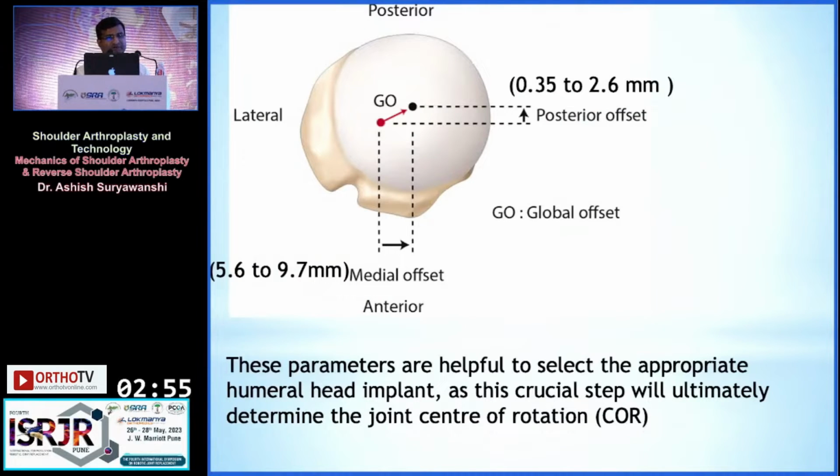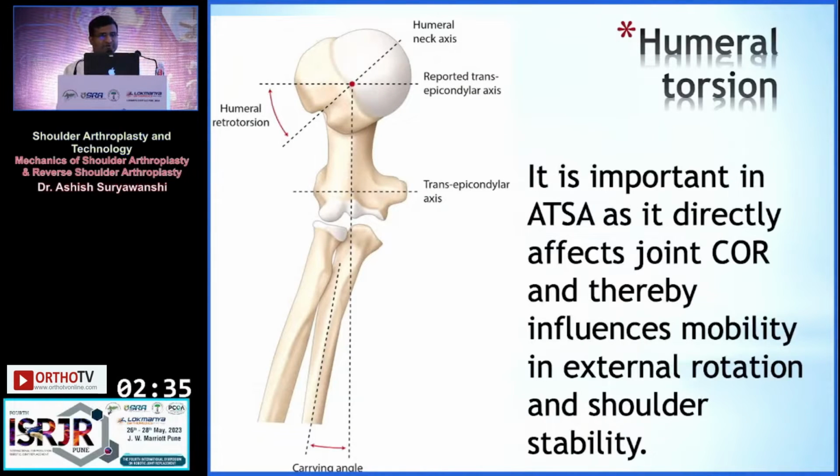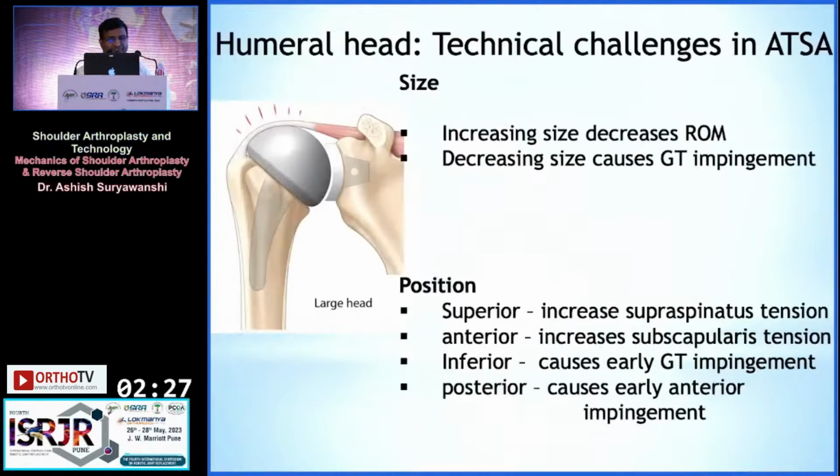So there are two offsets we deal with in the anatomical shoulder: the posterior offset and the medial offset. These parameters are helpful to select the appropriate humeral head implant, as this crucial step will ultimately determine the joint center of rotation. So everything revolves around the center of rotation, and we know humeral torsion is the most important thing in anatomical total shoulder arthroplasty because it affects the center of rotation.